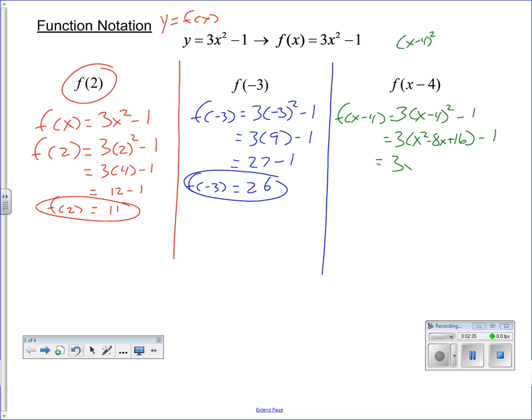Distribute the 3 in there. We get 3x squared minus 24x plus 16 times 3, which is 48, minus 1. And that gives 3x squared minus 24x plus 47.